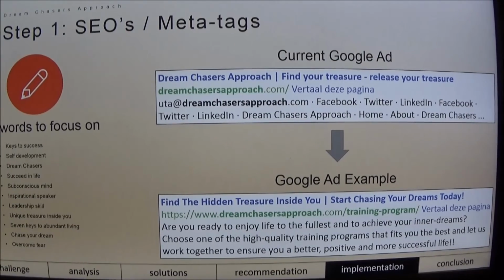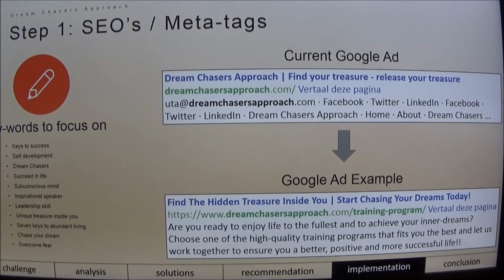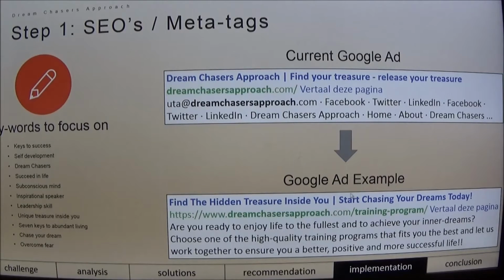However, what I made from it, I created a new example, which is much better. You actually already start with attracting: find the hidden treasure inside of you. Start chasing your dreams today. So you're already trying to attract them, you're putting effort into it. And what I didn't mention here is only the website URL. What you want is to guide them directly to the training page, so they don't have to go through all the journey online.